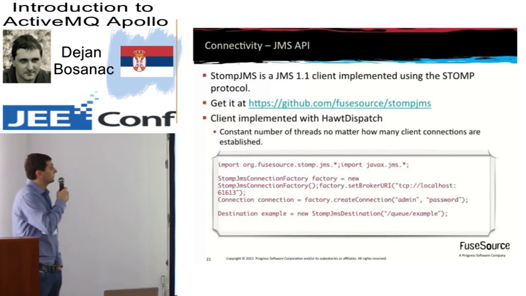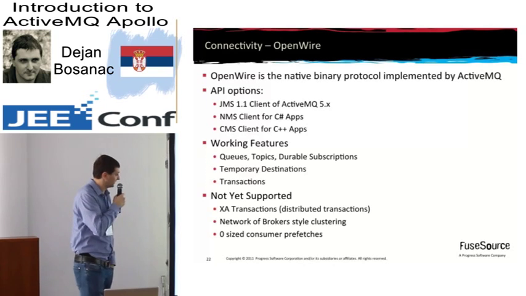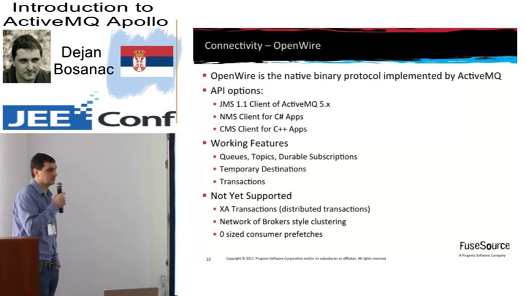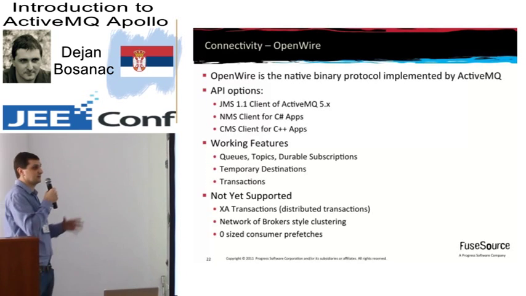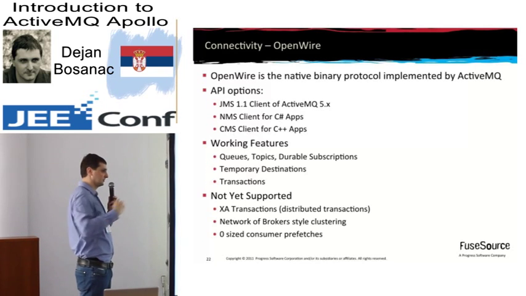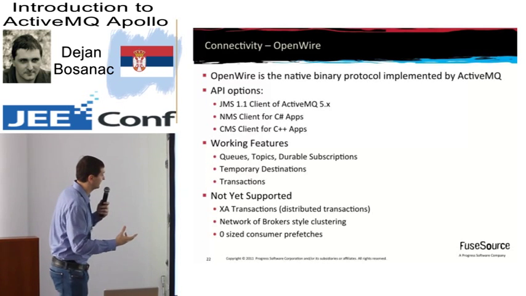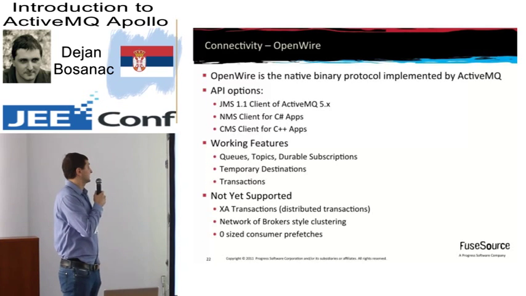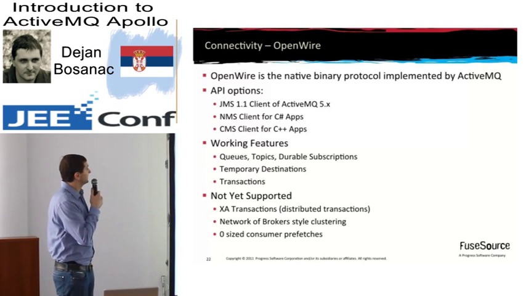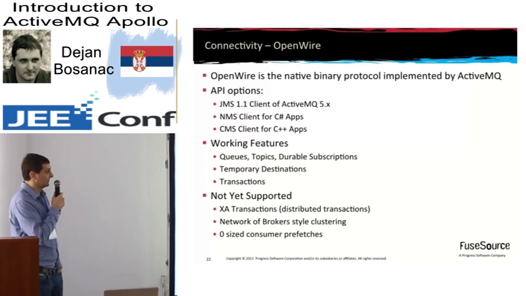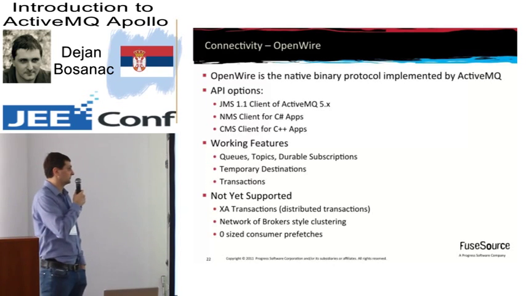As I said earlier, we partially support OpenWire. OpenWire is the first native protocol implemented by ActiveMQ. Basically, JMS just specifies the API you want to use, but every time you need to go on the network or on the disk or serialize a message, you need some kind of wire protocol, and OpenWire is our protocol. It has a Java client. We also have NMS, and C# and C++ clients.